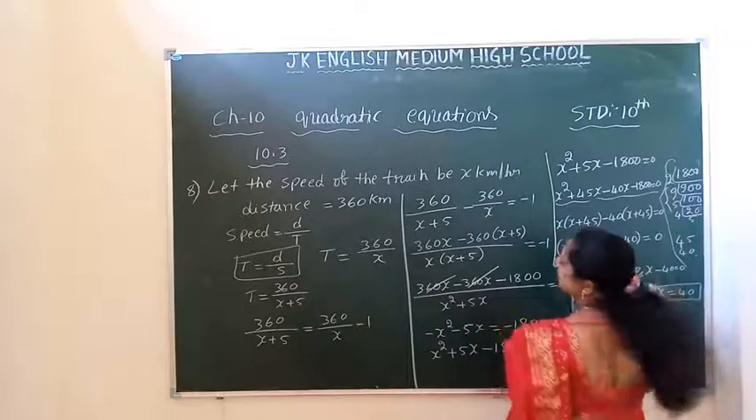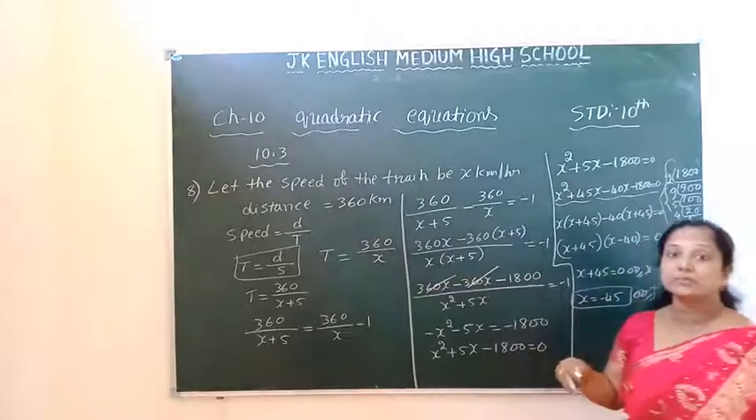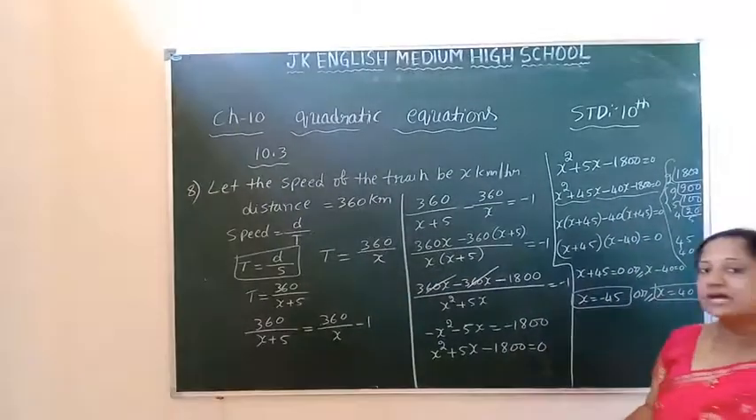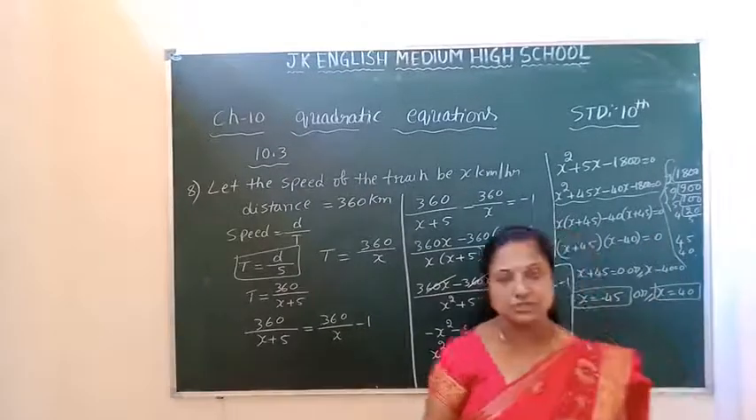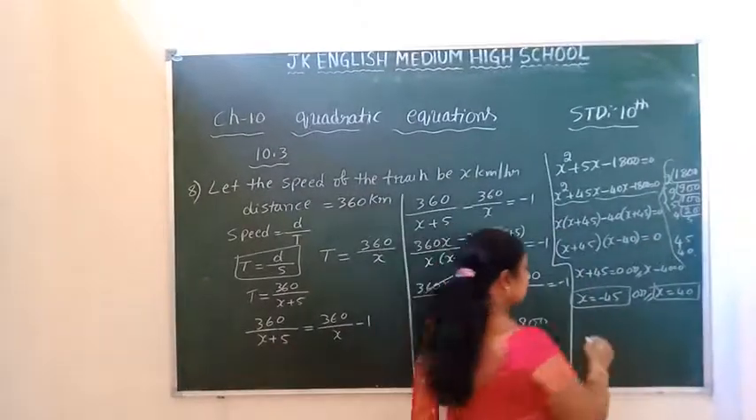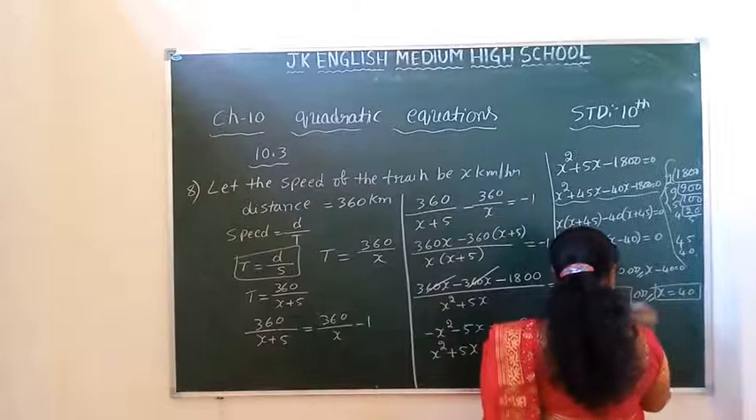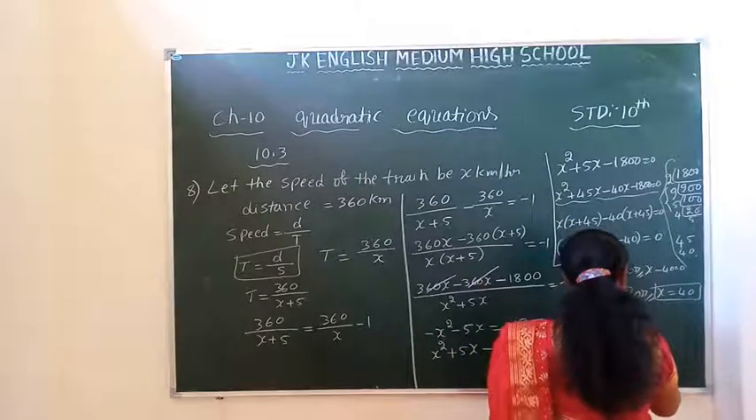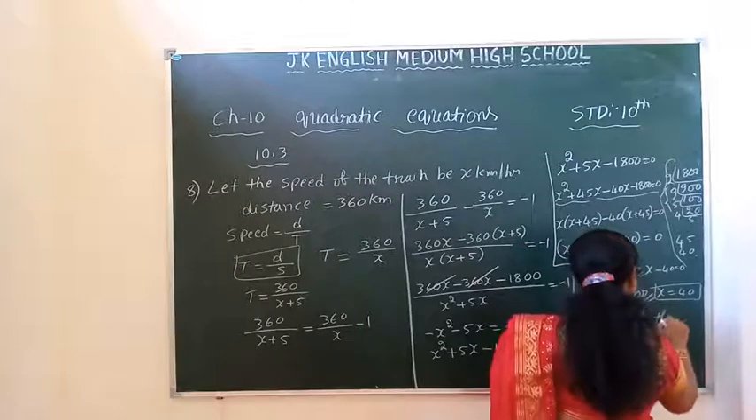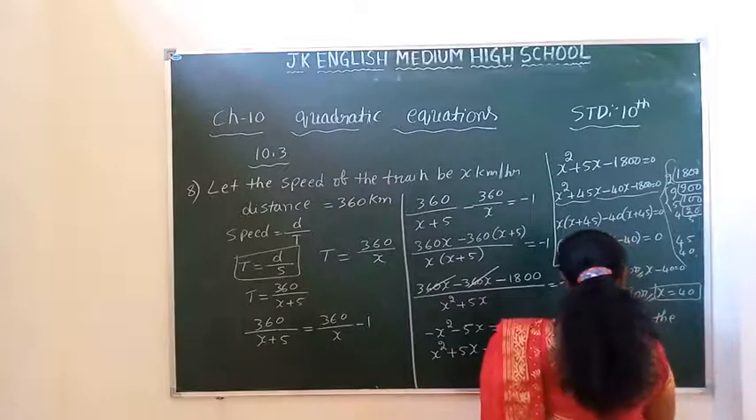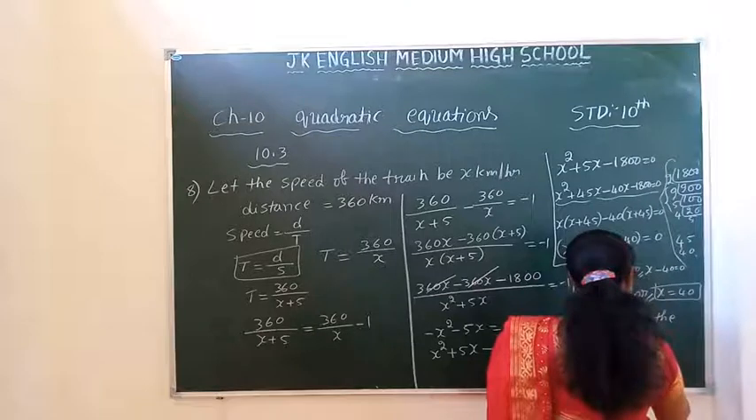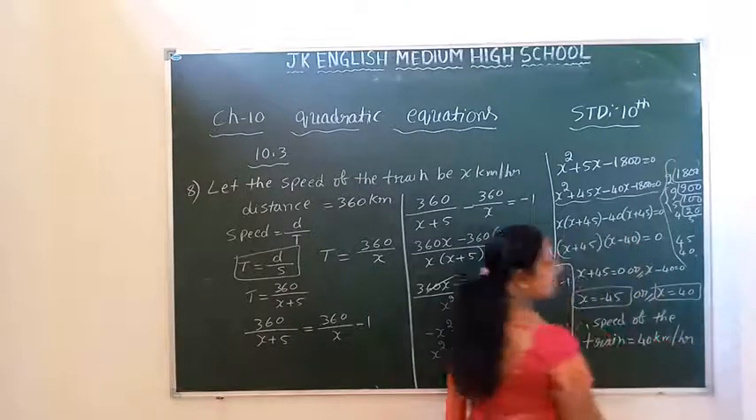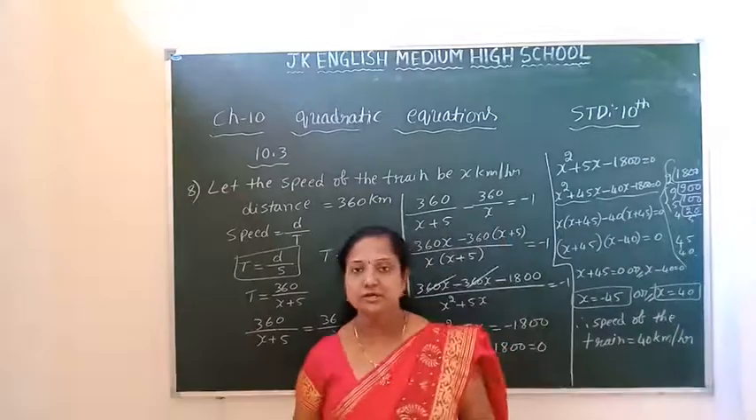So what we have taken is the train's speed as x kilometer per hour, that is what we have to find out. I got 40 km per hour, because speed will always be positive, it will not be negative. Therefore, the speed of the train is equal to 40 km per hour, children. In this manner, we have to find out the value.